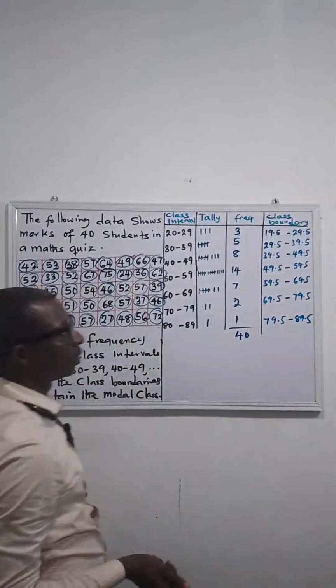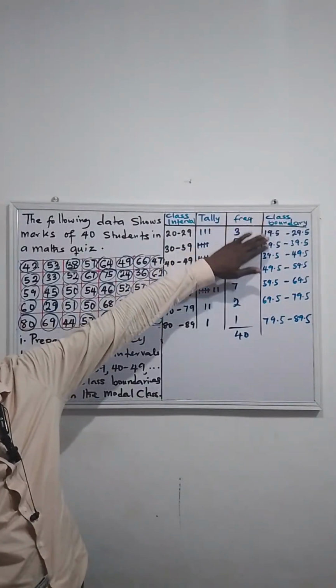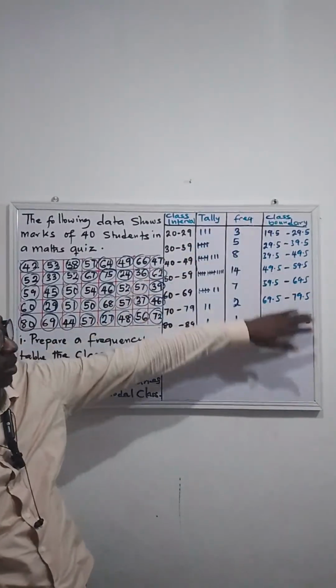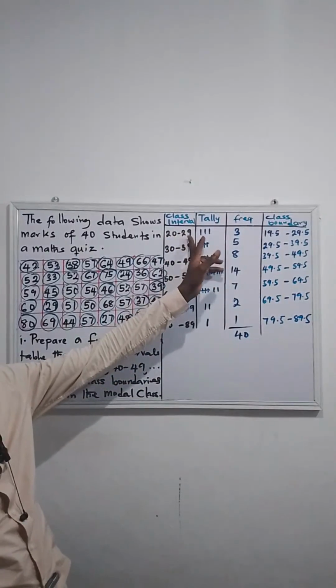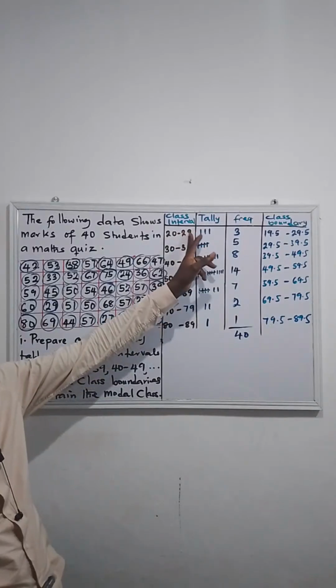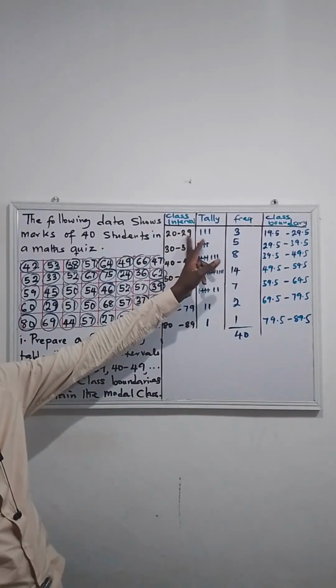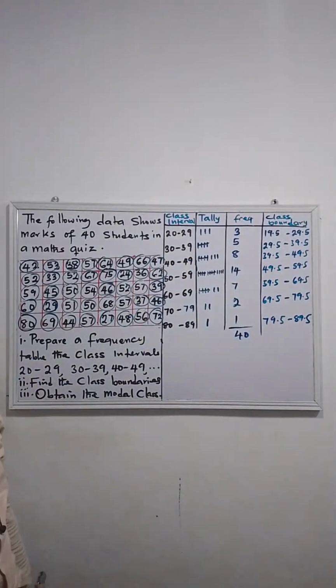Okay, so now these are the class boundaries. It's very easy. Just remove 0.5 from this, add 0.5 to this. This is the upper class interval, and this is the lower class interval. Okay, so now we have done the second part of the question.